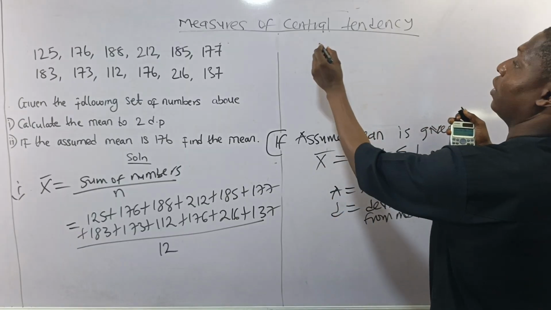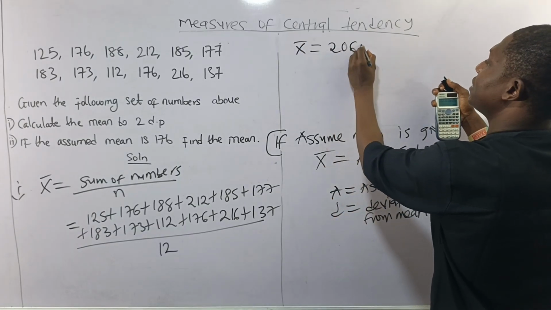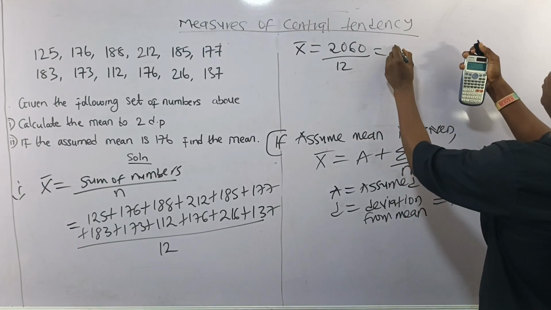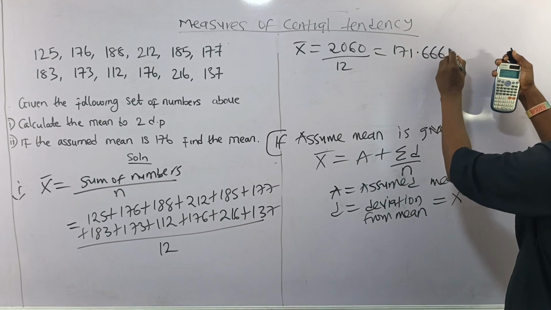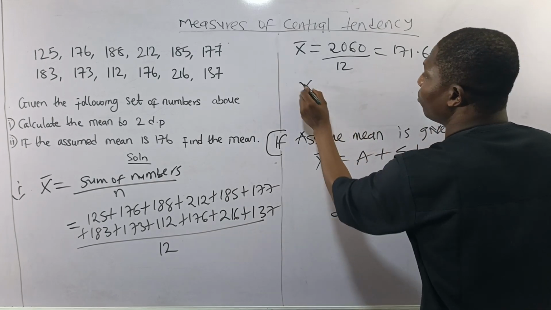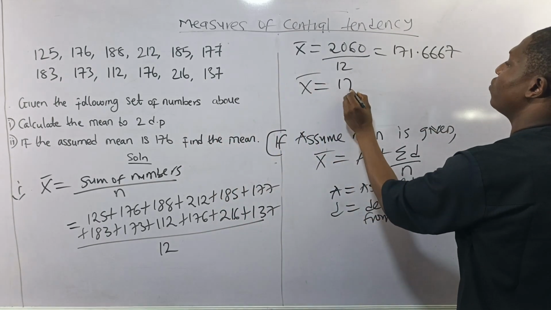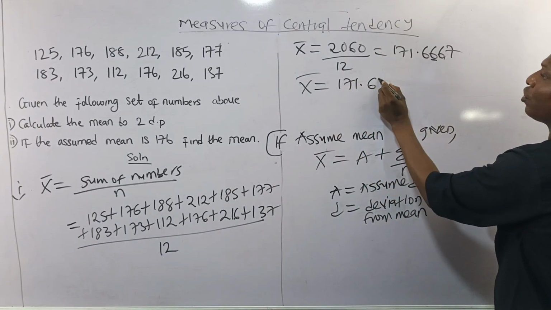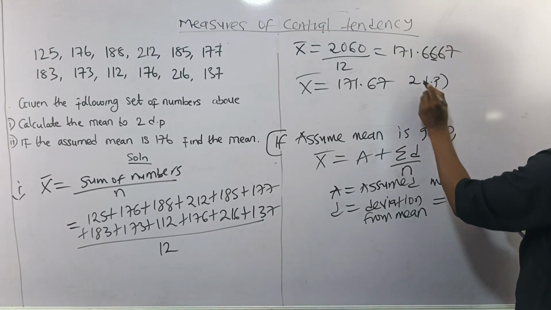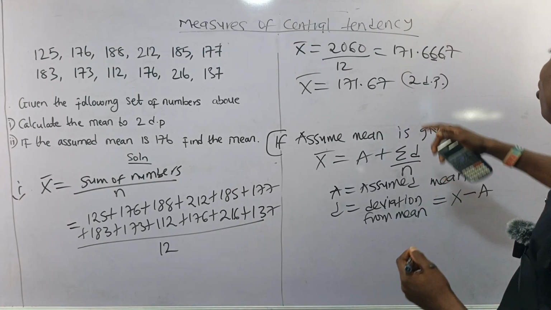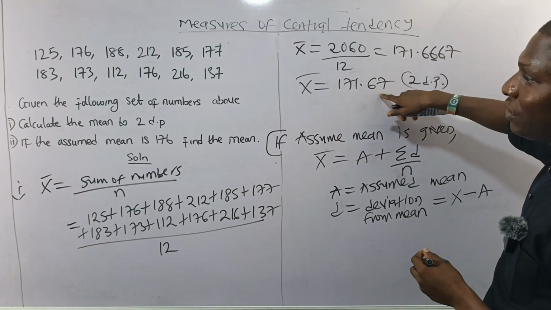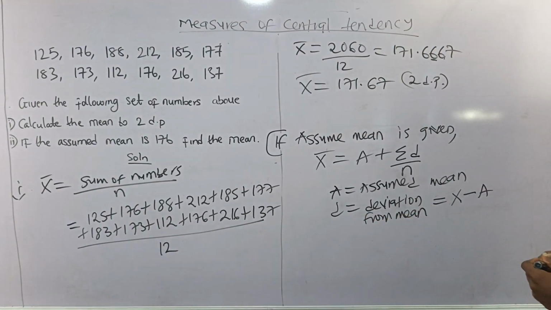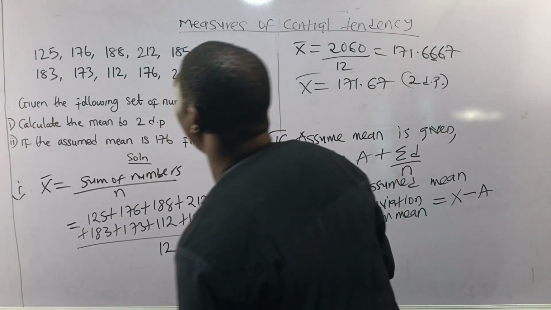So we have our mean x bar equal to 2060 all over 12. Dividing by 12 gives us 171.6667 to 4 decimal places, but the question says to 2 decimal places. So I have 171.66 to 2 decimal places. This 6 is greater than 4, so the 6 becomes 7. So I write 171.67 to 2 decimal places. Whenever you are giving it in theory, please always write it to 4 decimal places before approximating it to the required value as said here. So we've gotten our question I.